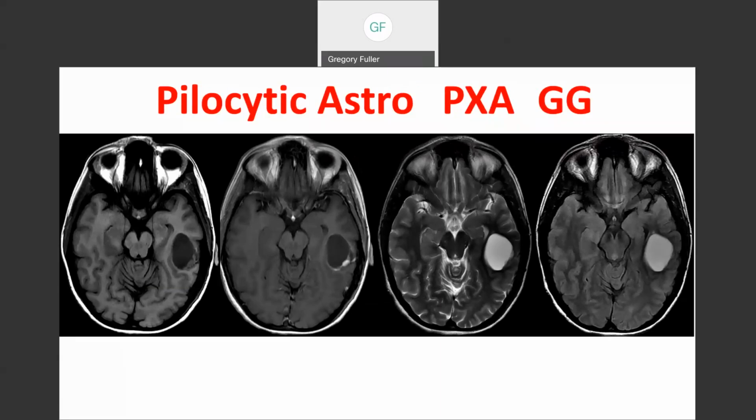Absolutely, there are other entities in the differential. Sorry, I don't like to use the personal pronouns for diseases and stains and tumors, but I lapse into it. Yes, even me, even good Homer stumbles. All right, so pilocytic, PXA, ganglioglioma.